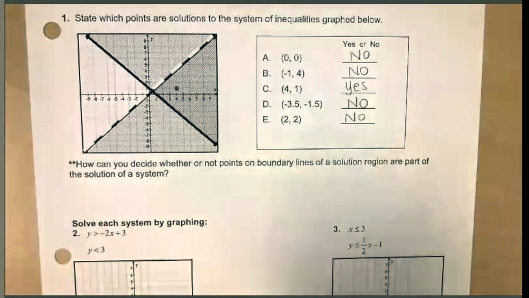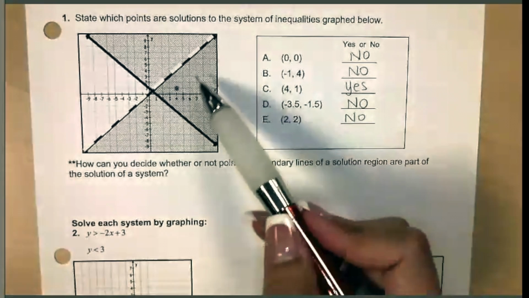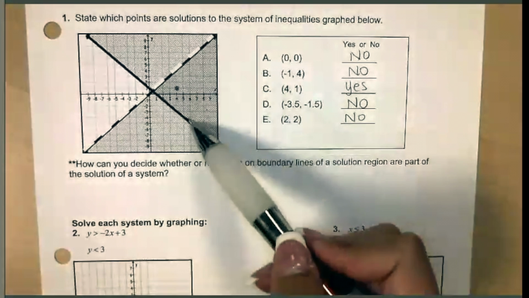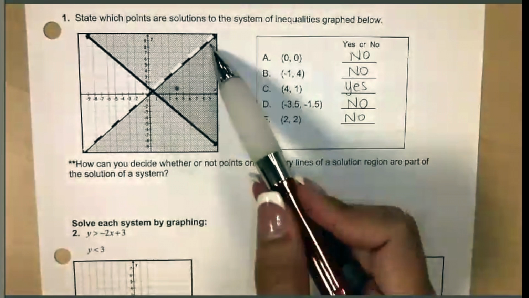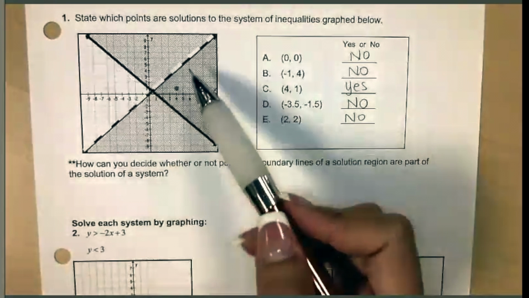So when you are determining whether it's going to be a solution or not, you want to look at where the point falls. If it is in the double shaded area here, yes. If it is on a solid line here, yes. If it is on the dashed line, a no. Now over here on the solid line would still be a no because it is not where the two are together.